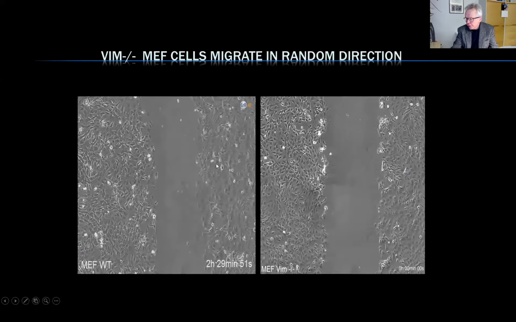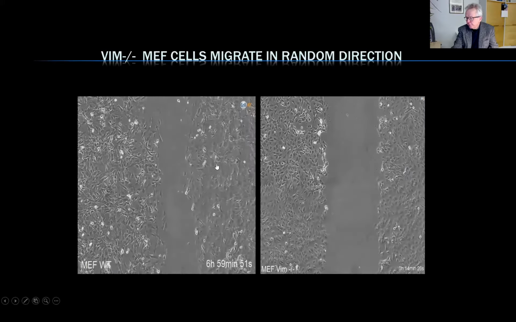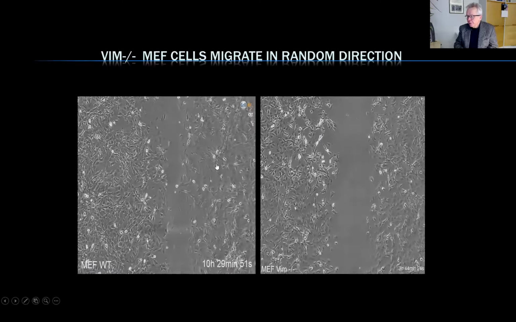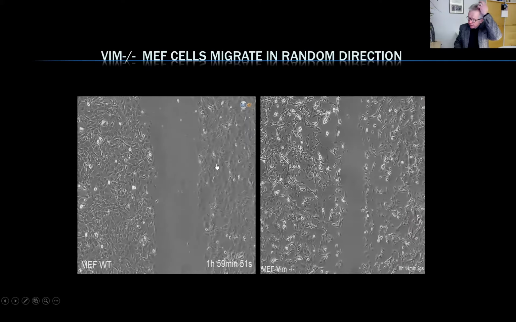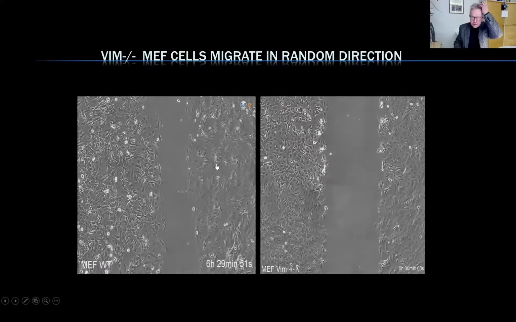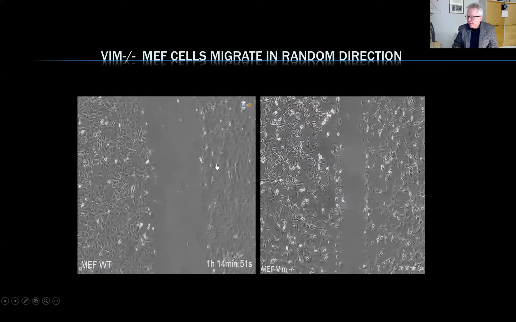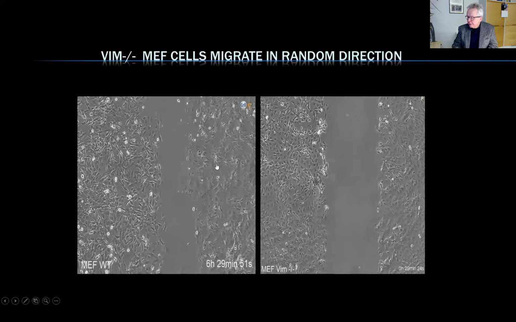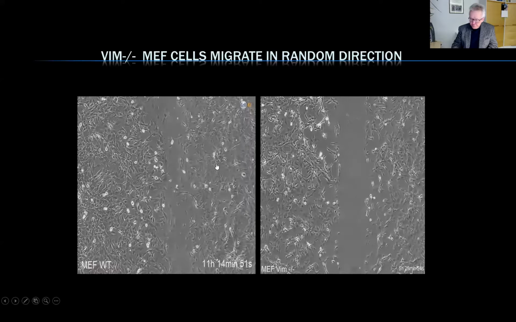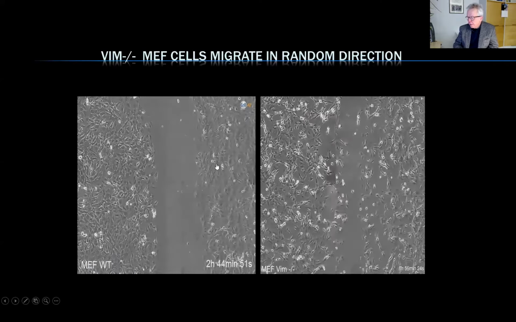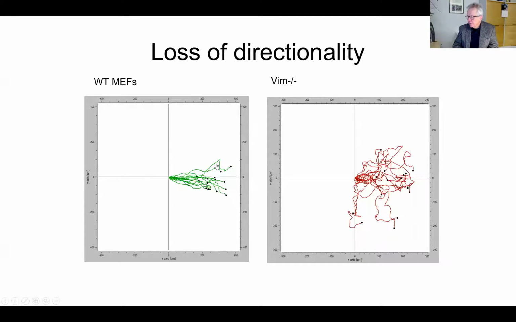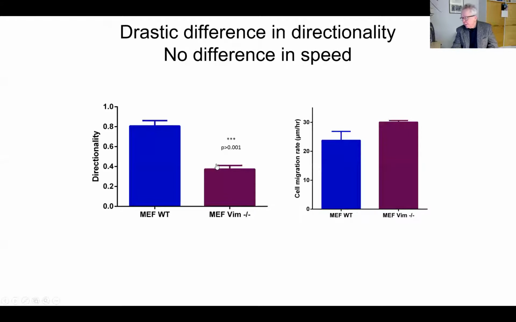So coming back to fibroblasts, we have seen the same thing in a number of different fibroblast systems. These are MEFs. And the wound healing assay here is indicating that they somehow look different. They seem to be more messy towards the right-hand side. When you analyze this, you can see that there's really a loss of directionality. It's quite striking. And there's not so much a difference in speed, as you can see here on the right-hand side, but the directionality is really poor.